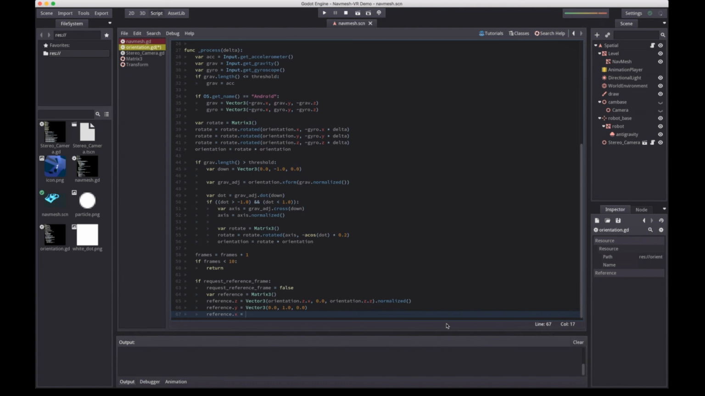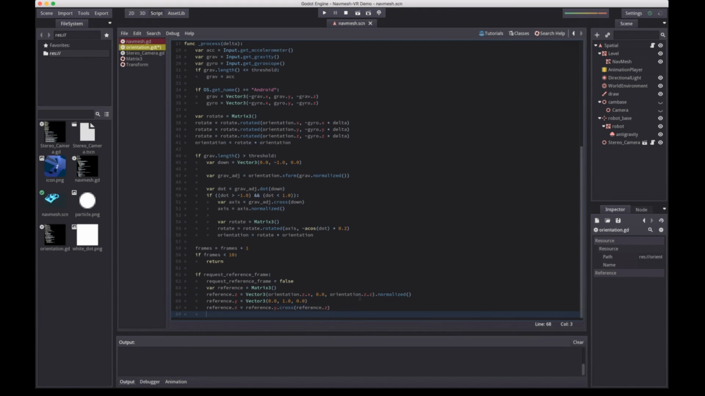And then our x of our matrix becomes the cross product of the two vectors that we just calculated. Cross product gives us the perpendicular vector, which is exactly what we want. That now gives us an orientation matrix which is aligned with our current orientation, but which has taken out the downwards or upwards looking vector of the user.